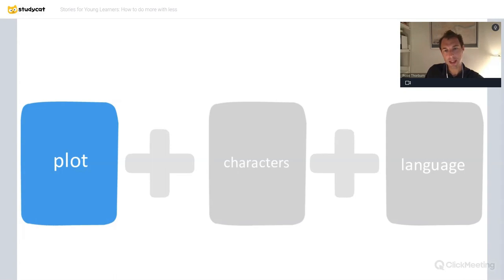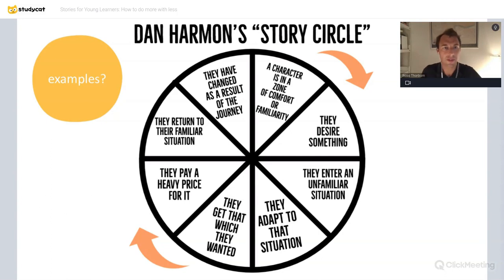All right, so let's begin by talking about plots. I'm sure there's lots of different models for plots out there, but I want to share with you two, which I think are quite common and quite interesting, and I'll ask you to think of some examples.